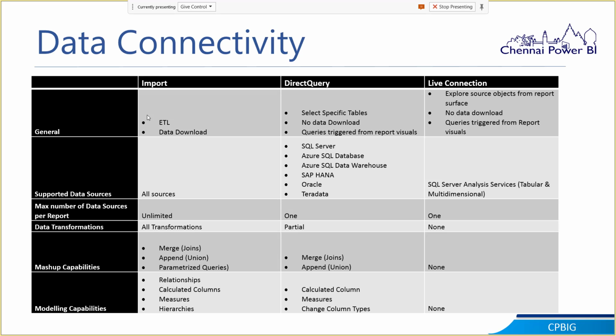In direct query, we can create a calculated column or measures, or we can change the column data types. In live connection, we will not have any option, so we have to create everything on the SSAS tabular or multidimensional model itself through SQL Server Data Tools. Once we have created a cube or a model, we can connect with the model and start creating a report. The functions we talked about here, modeling capabilities, mashup capabilities, and data transformations, those three options are not supported for live connection, which is nothing but SQL Server Analysis Services.